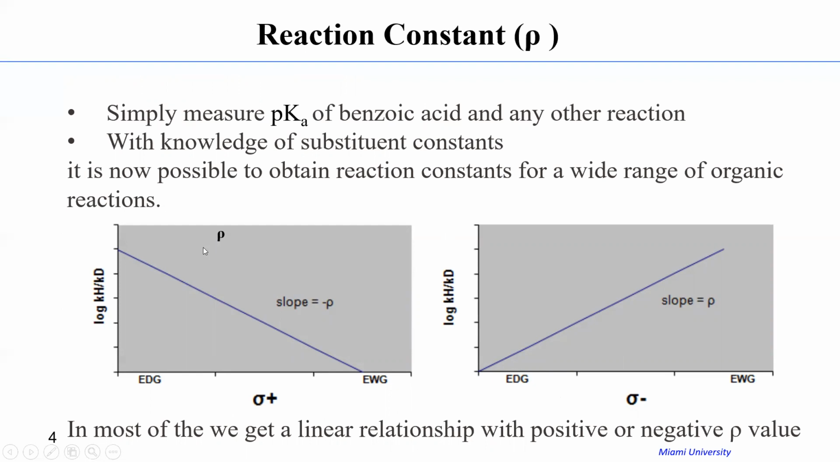And this is another important fact: because whether we use the meta position or para position, or we use an electron donating or electron withdrawing group, most of the time we get a linear relationship, and the rho can be positive or negative. Then it comes to how positive rho and negative rho have an effect.